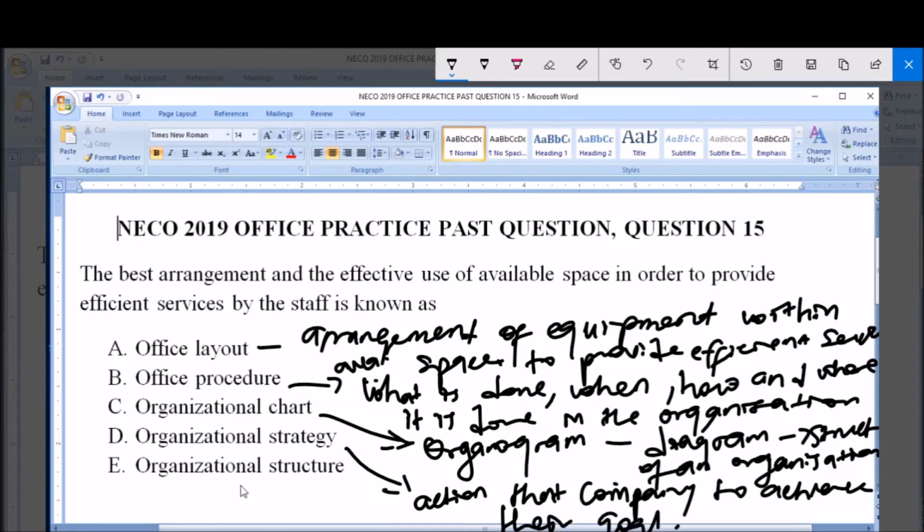Then E says organizational structure. Now organizational structure simply refers to the activities such as task allocation, coordination and supervision that are directed towards the achievement of organizational aims. So activity directed towards achievement, that's what we call organizational structure.